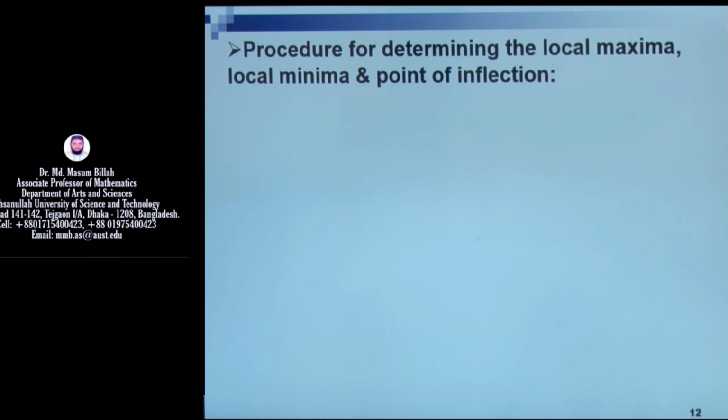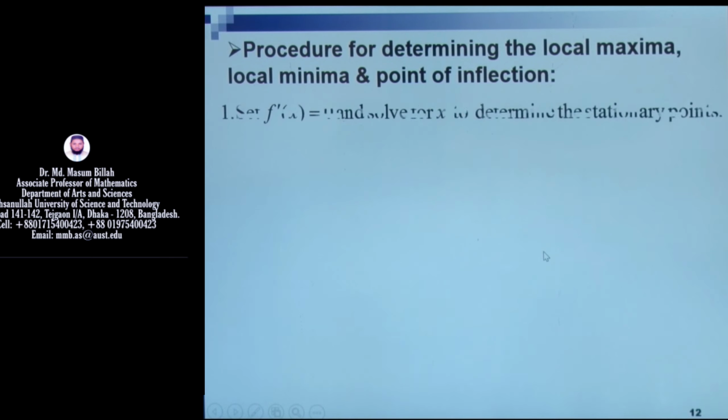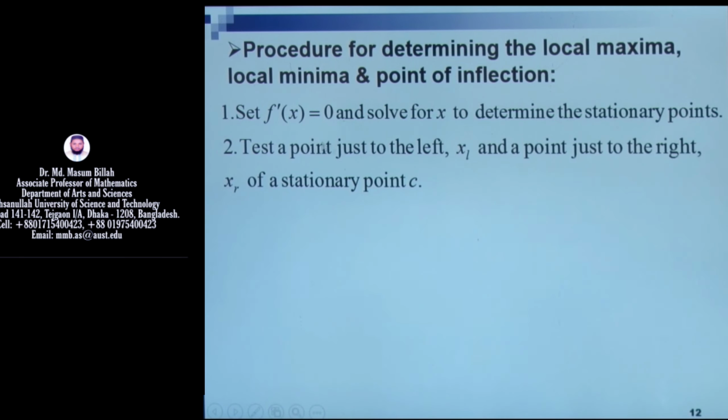Now, we will discuss the procedure for finding the local maxima and local minima and also the point of inflection. At first, set f'(x) equal to 0, because we have to find the stationary points first. So if f'(x) equals 0, we may get some values of x, and we test just to the left side, xl, and just to the right side, xr, of the stationary point C.